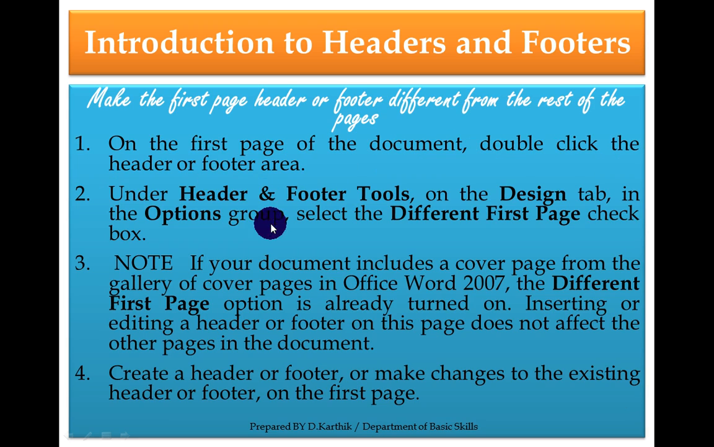Make the first page header and footer differ from the rest of the pages. On the first page of the document, double click the header and footer area. Under header and footer tools, on the Design tab, in the options group, select the different first page checkbox. Note, if your document includes a cover page from the gallery of cover pages in Office 2007 or 10, the different first page option is already turned on. Inserting or editing the header and footer on this page does not affect the other pages in the document. Create a header and footer, or make changes to the existing header or footer on the first page.